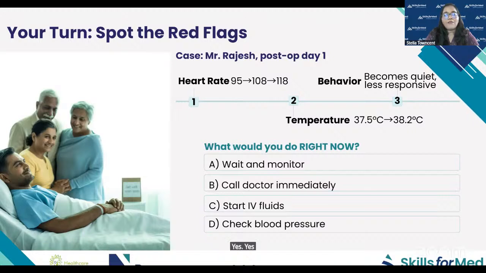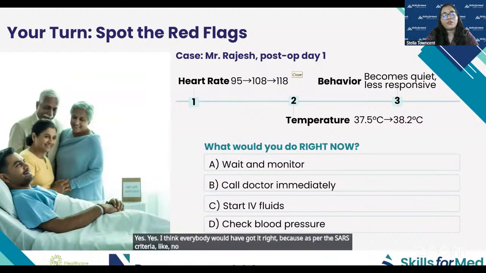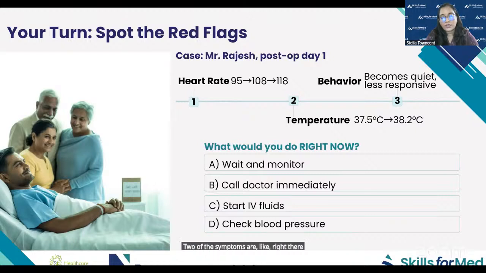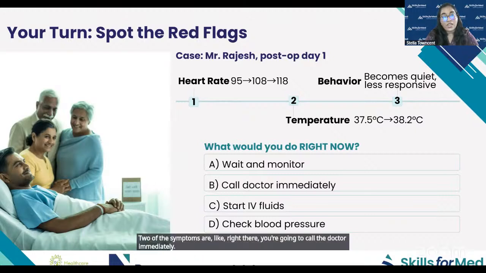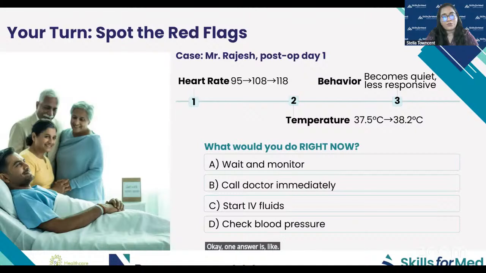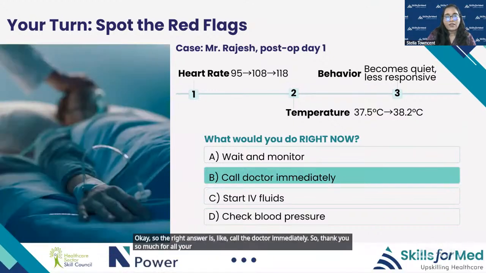I think everybody would have got it right, because as per the SIRS criteria, two or more of the symptoms are right there, so you're going to call the doctor immediately. Two of them have answered option D. So the right answer is to call the doctor immediately. Thank you so much for all your responses.